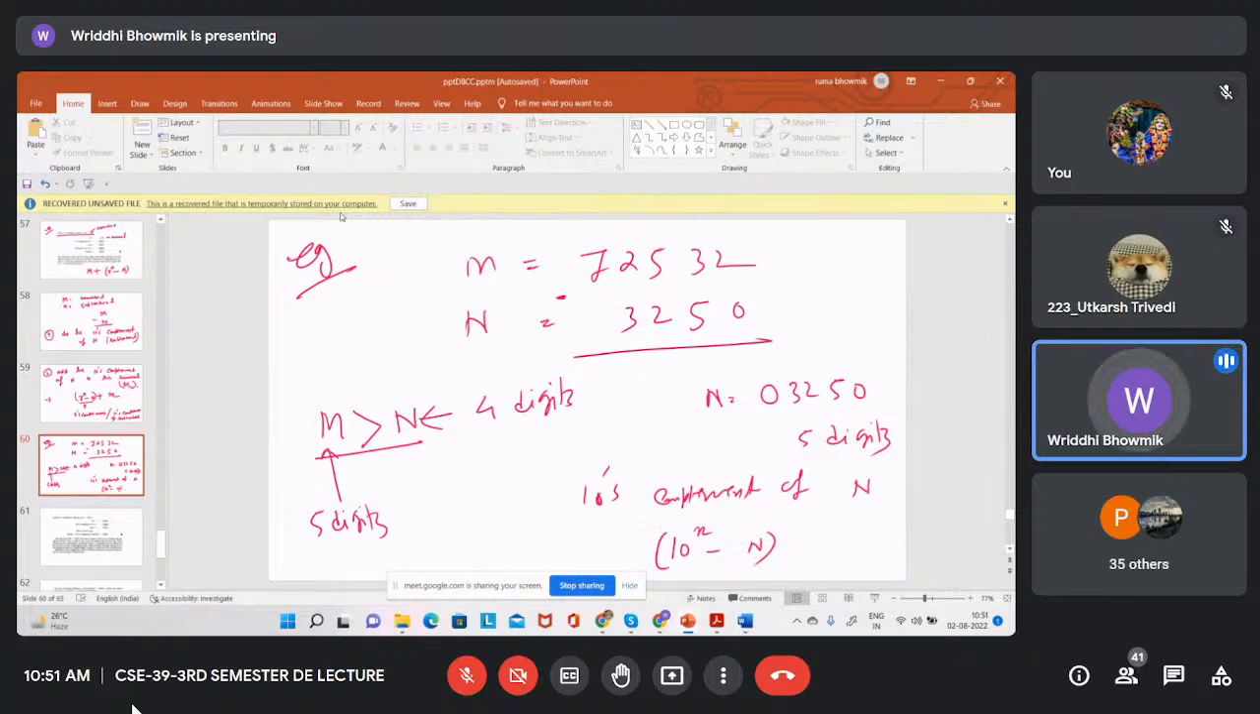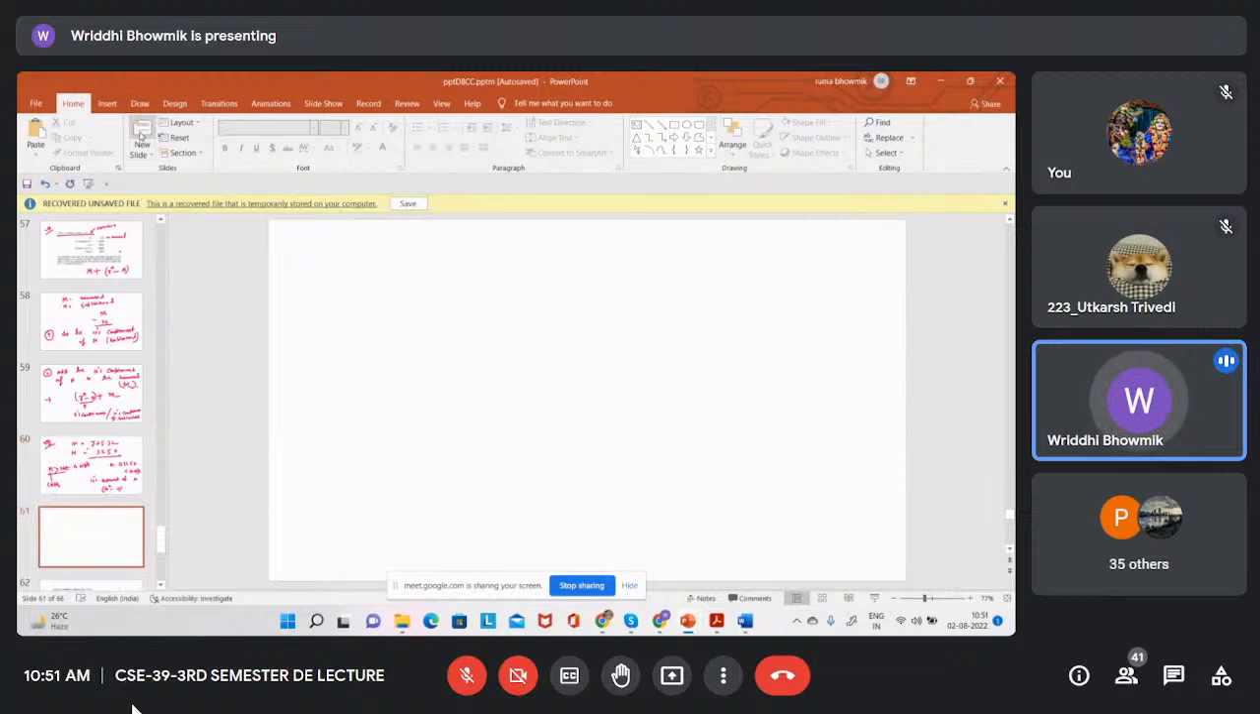So you know how to do the tens complement of this. First we will do the nines complement and then add 1. The number is 3250 and I have put an extra 0 on the extreme left-hand side. So how many digits are there right now? 1, 2, 3, 4, 5. So small n is equal to 5.